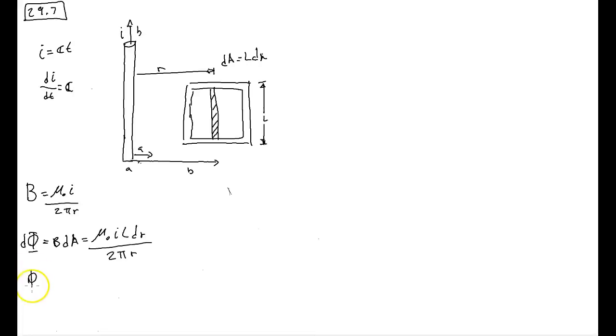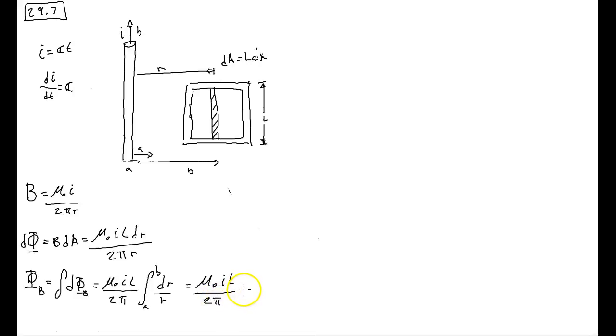So μ_0 comes outside. And if we do that, it's going to be the natural log of b over a. So we end up with μ_0 I L divided by 2π, all of that times the natural log of b over a. So that'll be the total flux through that rectangular loop. Do you agree with that?